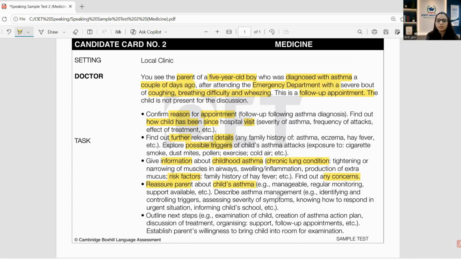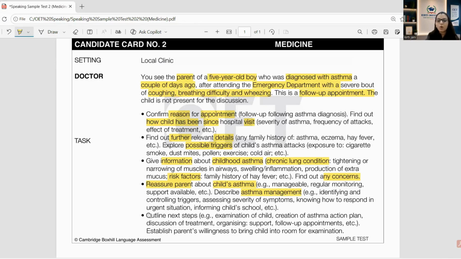The next point is describe asthma management. And then you are giving a description of how it will be managed. Identifying and controlling triggers, assessing severity of symptoms, knowing how to respond in urgent situations, informing child's school. So these are the factors of managing asthma. Right, so that is what you will describe to the parent.